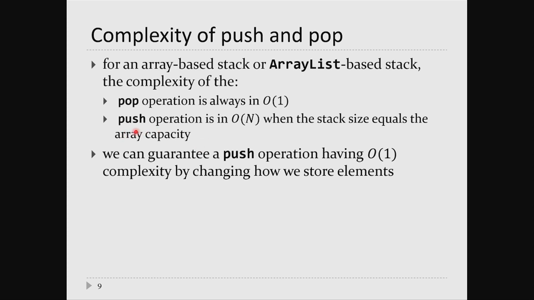In your array-based stack or your array list-based stack, pop is always O(1), right? Because to pop something from a stack, you just remove the last element. In an array or an array list, you just go and look at the element sitting at that location in the array and return that value. In the array list, you have to decrement the size of the list, but that's a constant amount of work.